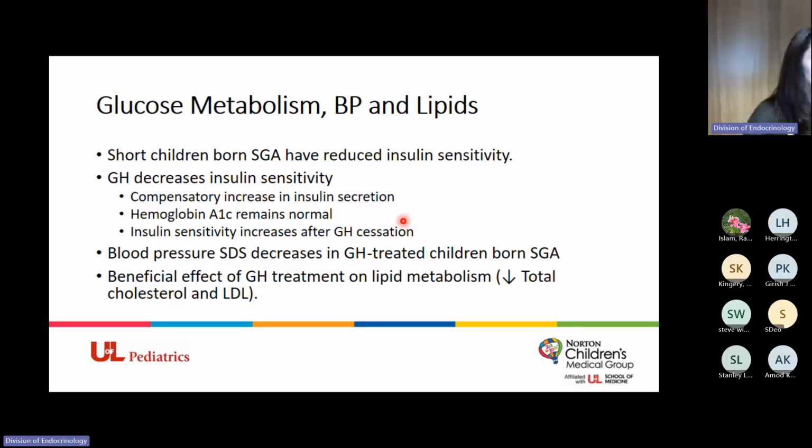And then usually once they stop that growth hormone, insulin sensitivity will increase again, and they go back to where they were. Usually blood pressure is a little better in patients that are treated with growth hormone. And overall, there is a beneficial effect on lipid metabolism with lower total cholesterol and LDL cholesterol. So there's a lot more benefits than just helping them grow.